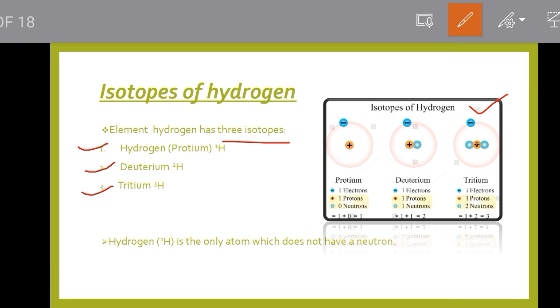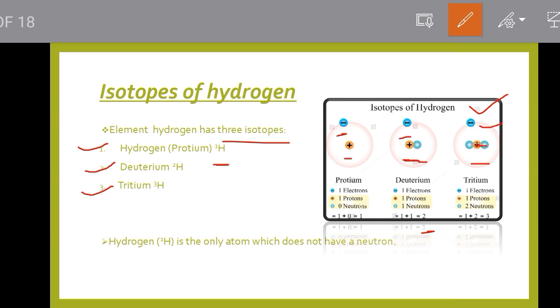Protium is also represented as H1, meaning it has 1 atomic number and 1 mass number. So it has only 1 proton inside the nucleus and 1 electron outside the nucleus, while deuterium has 2 atomic mass. It has 2 mass number. It has 1 proton, 1 neutron, and 1 electron, while tritium has 2 neutrons, 1 proton, and 1 electron.